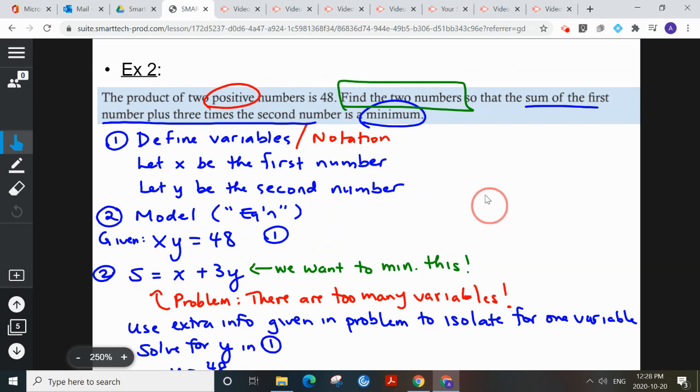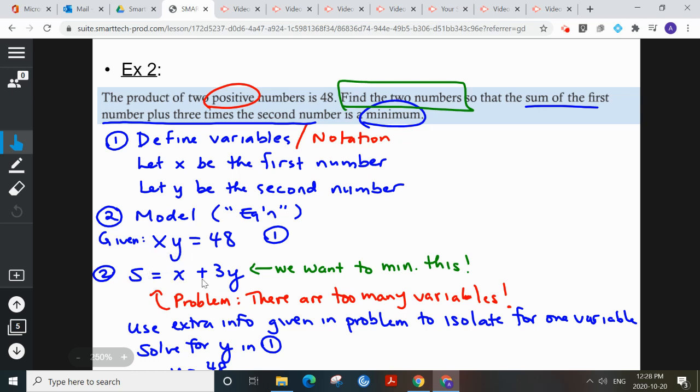I'll do my best. So the product of two positive numbers is 48. Find the two numbers so that the sum of the first number plus 3 times the second number is a minimum. So first job is to define the variables, something I like to call notation. We're going to let x be the first number and let y be the second number. Then I'm going to create a model, or the equation that I need to max or min. In this case, I know that if I multiply those numbers together, I get 48.